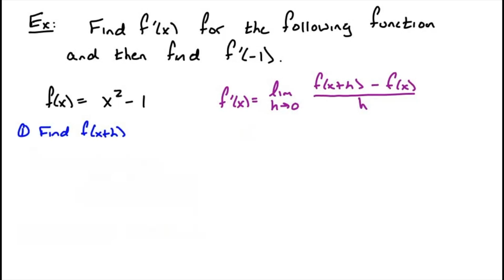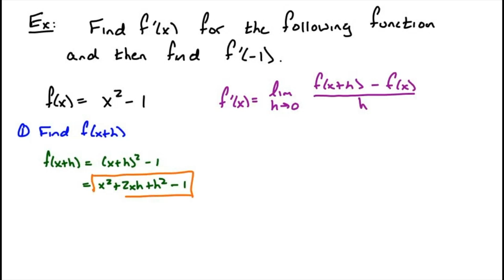To do this, we'll simply substitute in x plus h every time we see an x, so that'd be x plus h squared minus 1. If we multiply out that x plus h squared, we should get x squared plus 2xh plus h squared minus 1. You can verify that. And that's the expression that we're going to need to substitute into our limit.